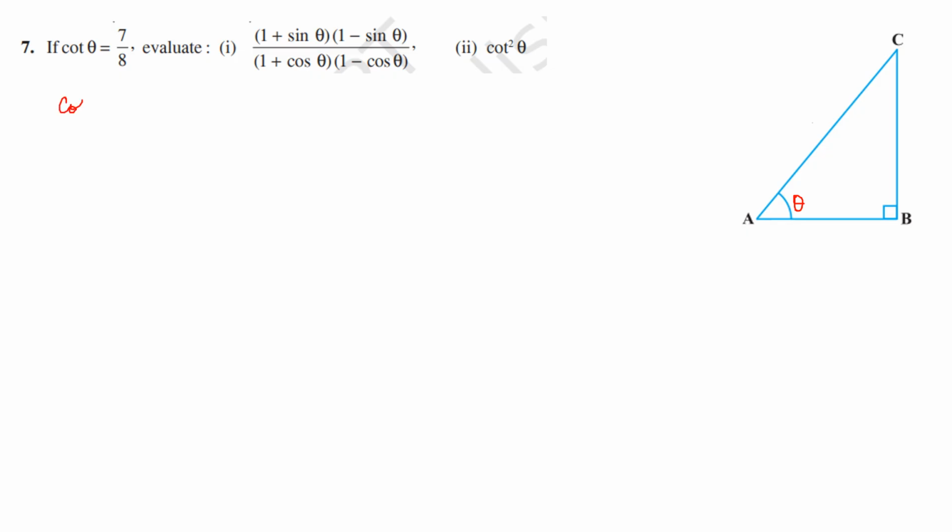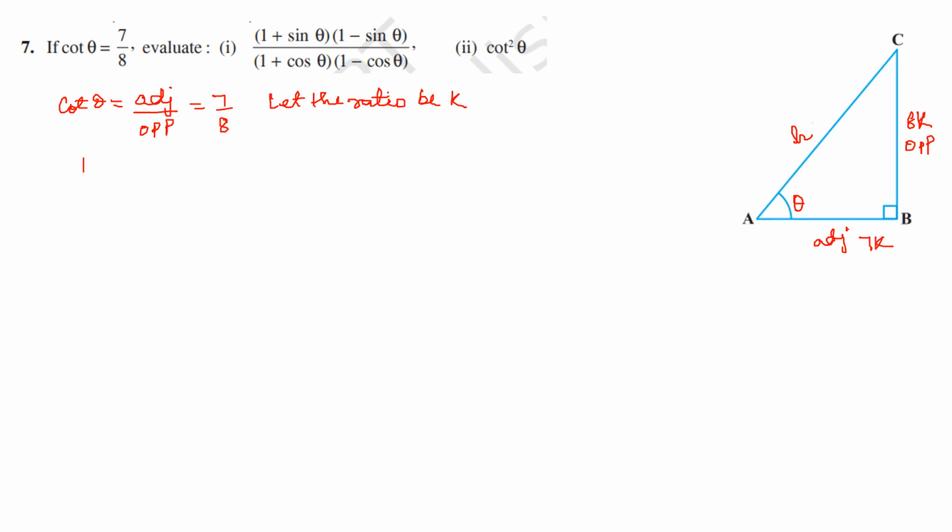So cot theta, it's the opposite of tan theta, right? So it will be adjacent by opposite. With respect to angle theta, opposite is this, adjacent is this, and hypotenuse is AC. This ratio is given as 7 by 8. So let the ratio be K. So adjacent is 7K and opposite is 8K.